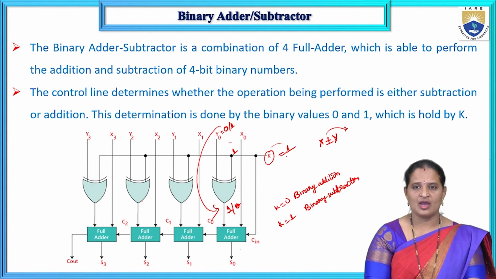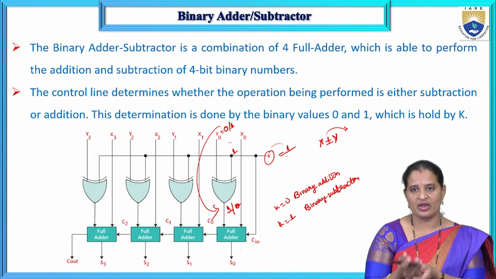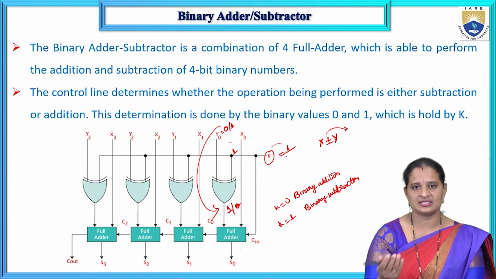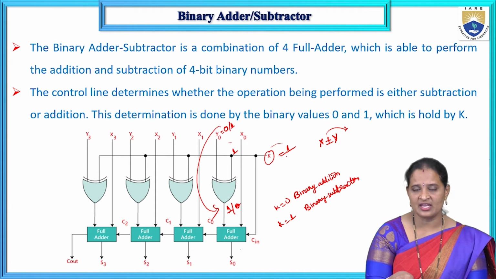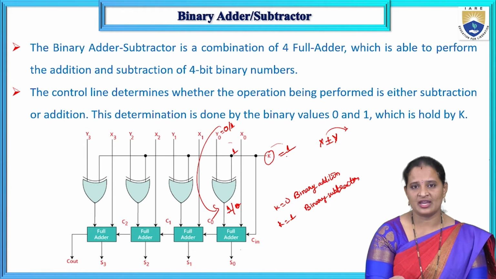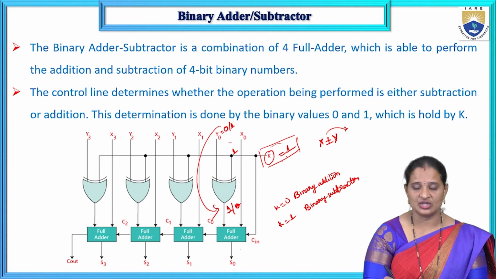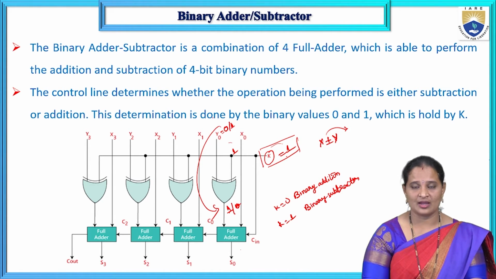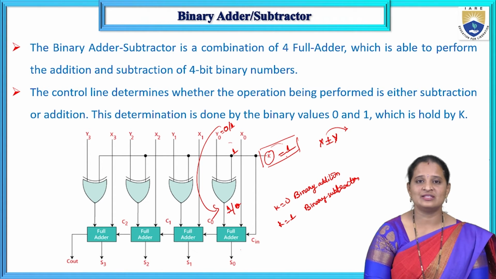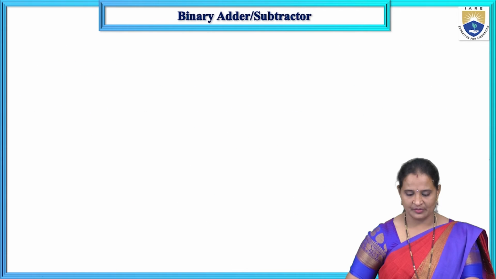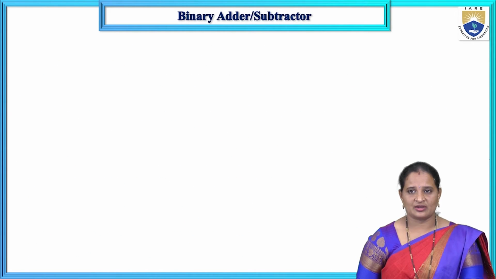So what is our aim? In order to avoid separate circuitry for performing the addition and subtraction, I'm designing a single circuit which can perform both the binary addition and subtraction. This can be performed based on the control input k. If control input k is 0, then the y input is applied to the full adder as it is, and hence it can perform the binary addition. When the k input is 1, then the input y is complemented and applied to the full adder, and hence we can say that it performs the subtraction operation. So that is the binary adder or subtractor.